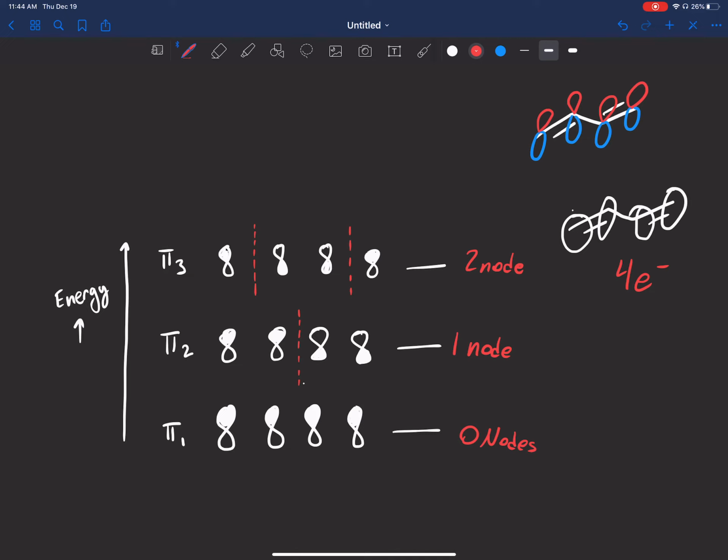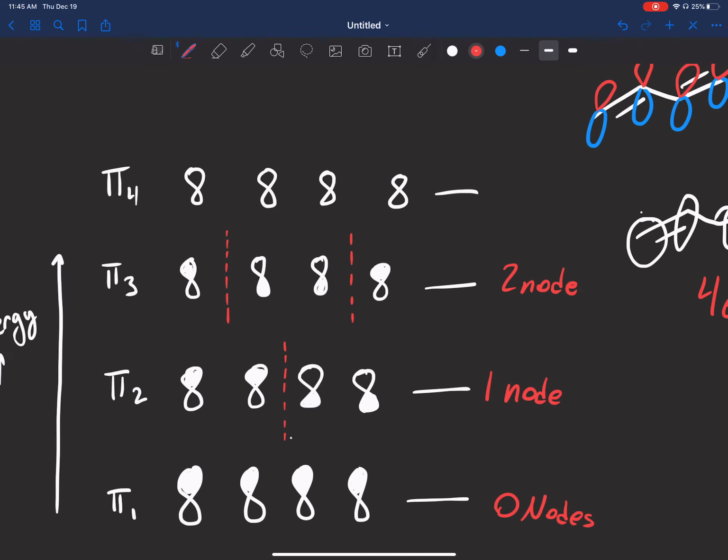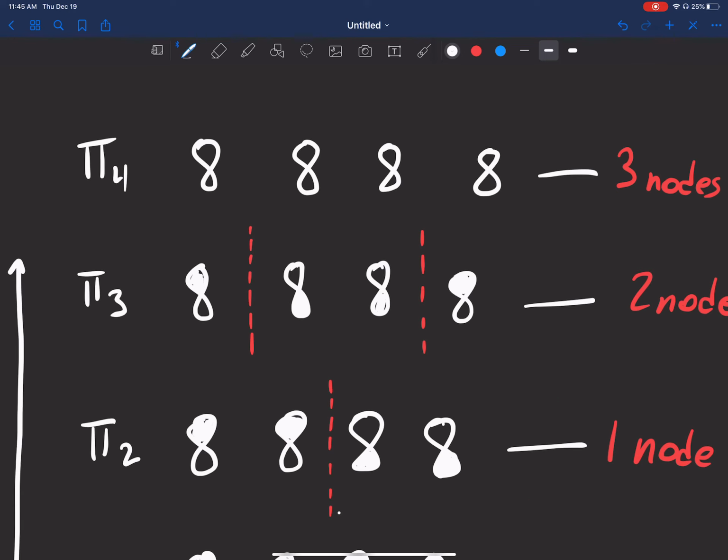And so we're going to keep going until we have a molecular orbital with a number of nodes one less than the number of p orbitals. We have 4 p orbitals, so we're going to go until we have 3 nodes. Pi 4. So this one's going to have 3 nodes. So we have to put 3 nodes.